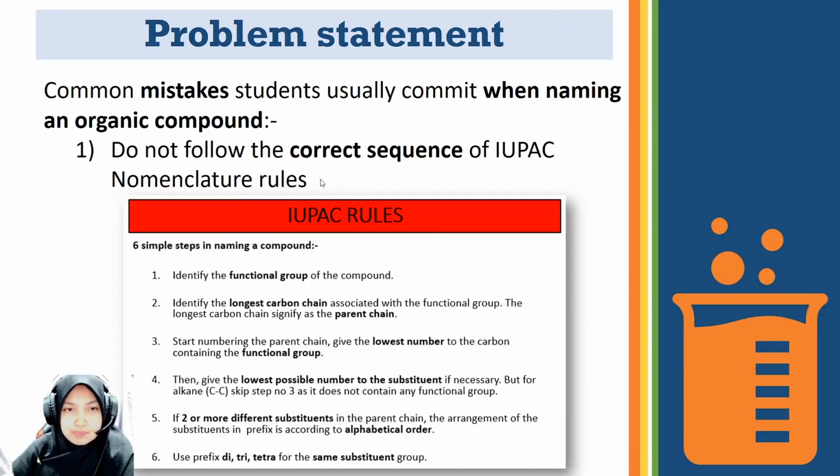Okay, next, what is the problem statement? Why did we design this application? Common mistakes made by students when naming an organic compound. The first one, they do not follow the correct sequence of IUPAC nomenclature rules. When we want to get the correct name, we have to follow this sequence step by step until step 6.